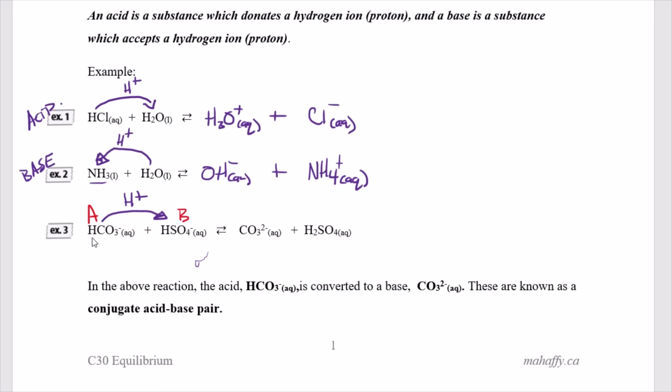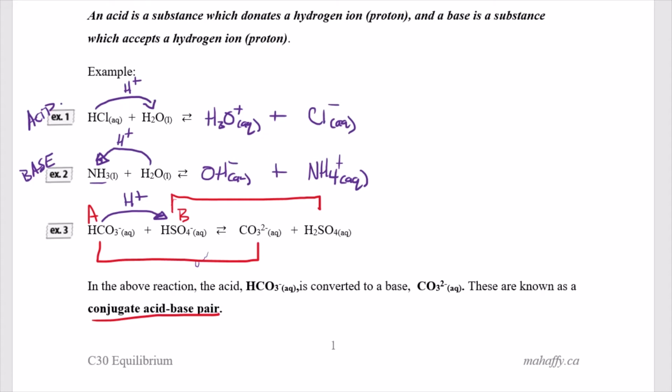Now you notice that the hydrogen carbonate turned into the carbonic acid. So these guys are really a pair, and they're what we call a conjugate acid-base pair. This base, when it gained a hydrogen, it turned into sulfuric acid. That means that this is my second conjugate acid-base pair. And this is a reversible reaction. Note the equilibrium arrow here.